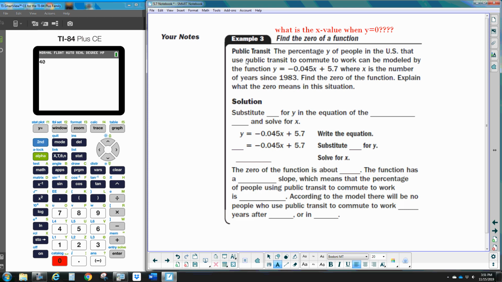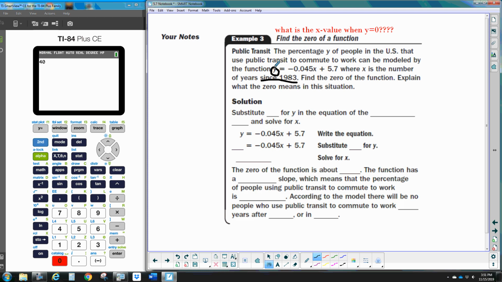So it says the percentage Y of people in the US that use public transit to commute to work can be modeled by the function y equals negative 0.045x plus 5.7, where x is the number of years since 1983. So again, since 1983. Find the zero of the function. So what is x when y is 0?